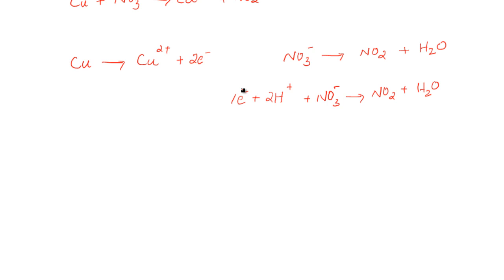Now we are going to see the number of electrons. What are the coefficients? 1 is 2 and 1 is 1. To make them equal, what can you do? Multiply this entire equation by 2. So that will be 2 electrons plus 4 hydrogens plus 2 NO3 minus, giving you 2 NO2 plus 2 water. So these are your two equations. This is the first equation. This is the second equation.